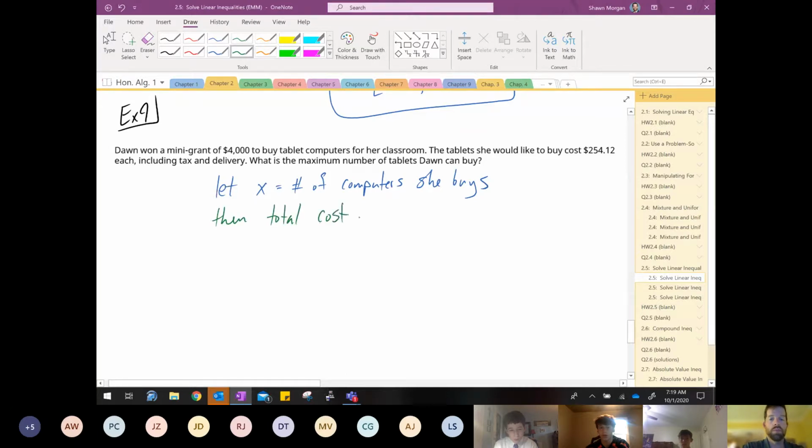Reed, can you hear me? I don't know. All right, I'll give you a hint. It's going to be rate times quantity. What's the rate at which these computers are sold? $254.12. Good. So 254.12, that's the rate. And how many of them is she going to buy? X. Yeah, very good. So we know our quantity in this case is unknown. All right. And so that's, again, rate times quantity equals total, right, fellas? Rate times quantity equals total.